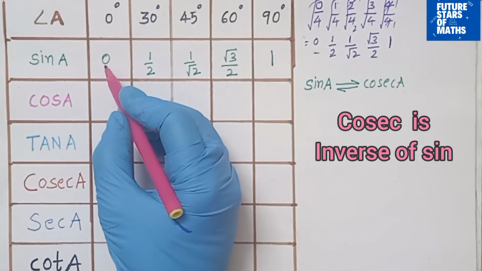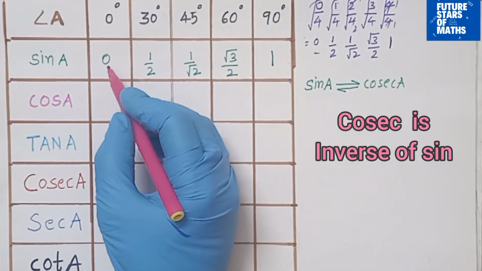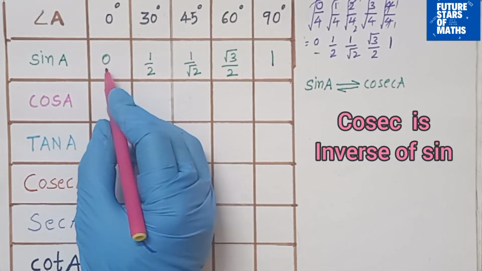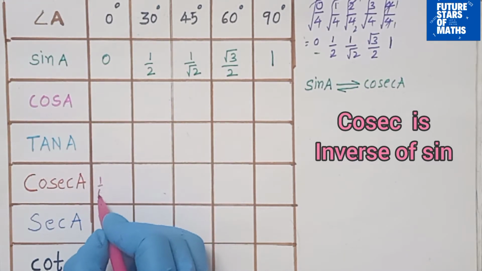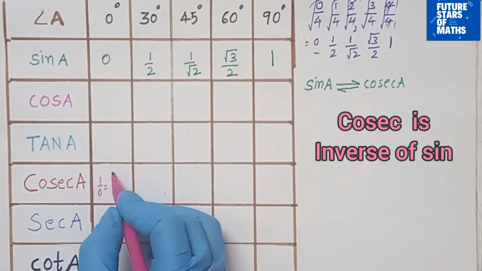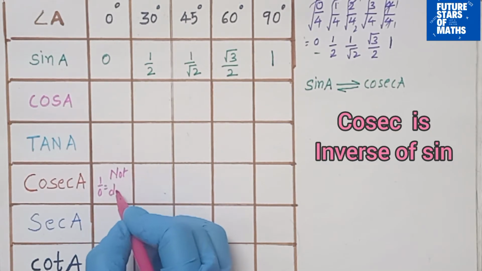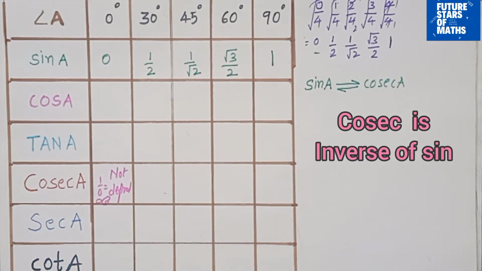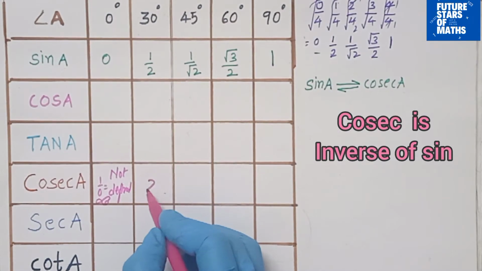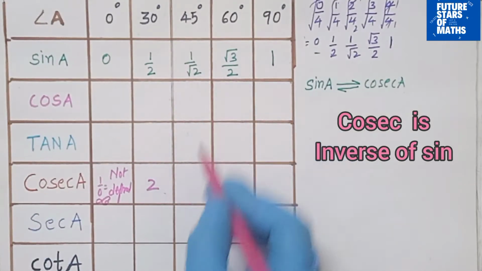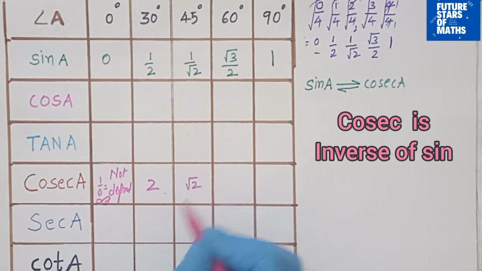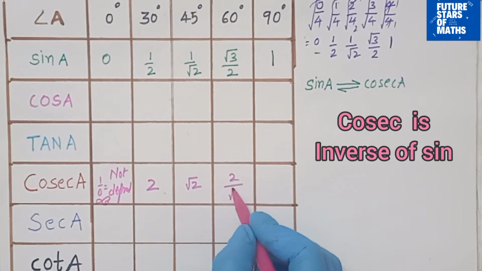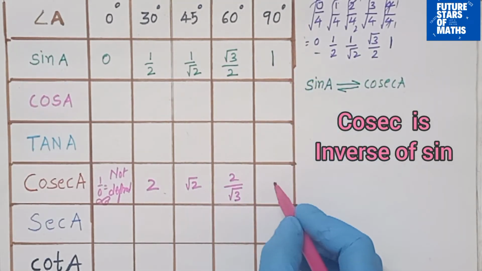Inverse means whatever is there in the numerator comes in the denominator, and the denominator changes to the numerator. 0 by 1, so what is it? 1 by 0. 1 by 0 means what? Not defined. Or you can simply write infinity here. Next, 2 by 1 is nothing but 2. 1 by root 2, when we reverse, we will get root 2 by 1, so only root 2. Then root 3 by 2, when we reverse, we will get 2 by root 3. 1 by 1 is 1.